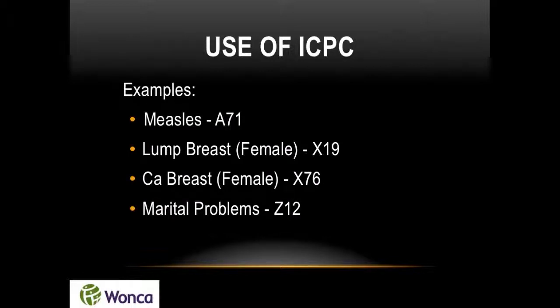Examples are measles for A72, A for general; lump breast for female, X19, X for female; cancer of the breast for female, X76, again X for female; marital problems, Z12, Z for social.